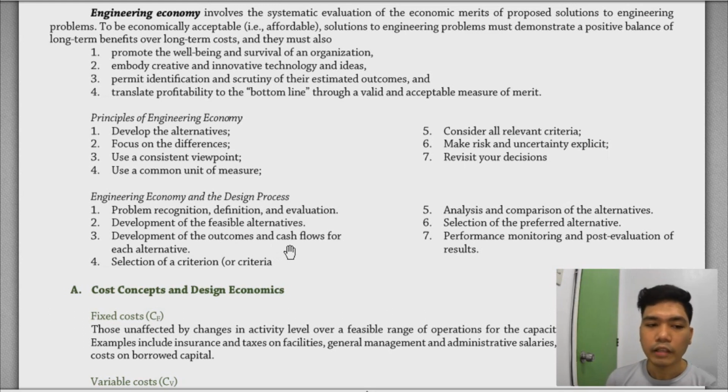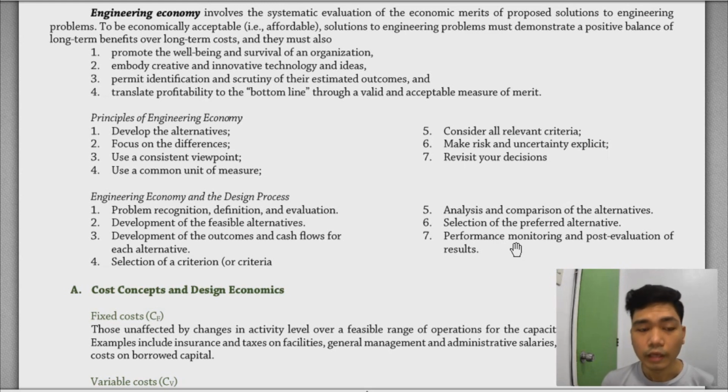And then after you've already experimented on all the alternatives, you will be able to select the criteria or the criterion based on what is actually needed. And after that, you'll be able to analyze and compare each alternative. So usually the 1 to 5 steps are the steps that we always do whenever we solve problems, even if it's not an engineering economy problem, especially when we're dealing with problems with a lot of alternatives. And then finally, we select the best alternative, and hopefully for number seven, we'll be able to monitor or post evaluate the results.